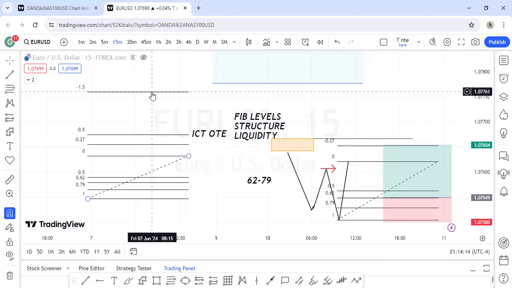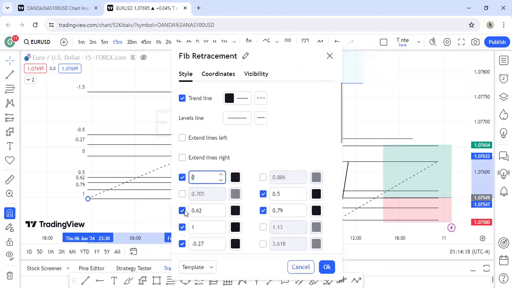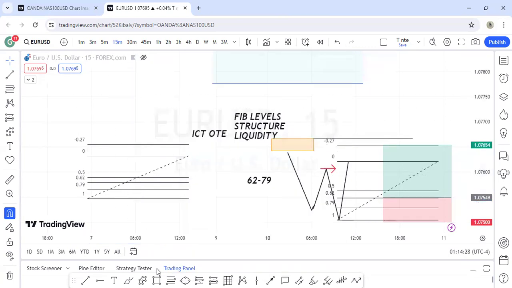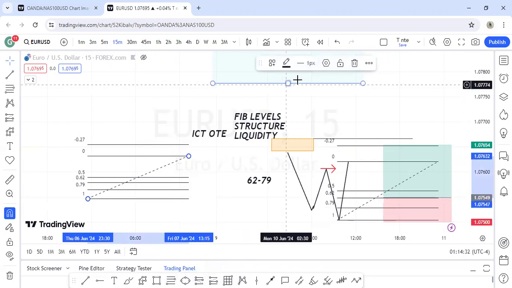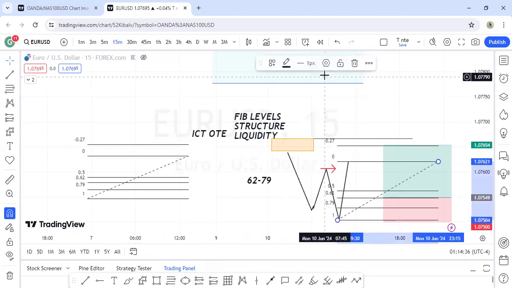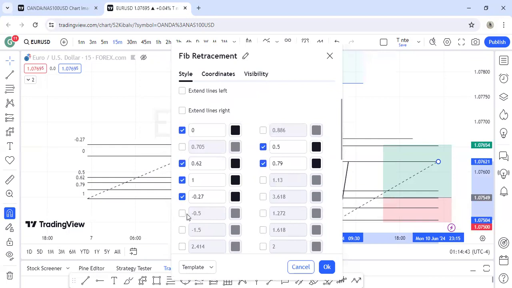But for me, I don't like extending so much. I just like to stick with the 1:2. I just like to target the minus 0.27. I'm done. I don't like targeting so much, unless the market gives me an indication that price can still run higher. Let us just include minus 0.5 here and check what the RR is going to be if we target minus 0.5.